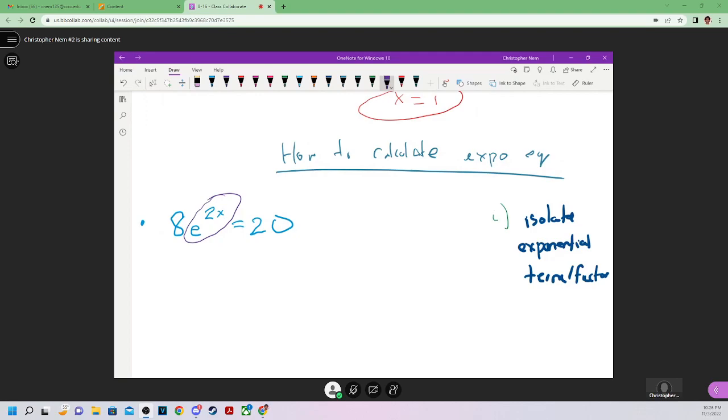So that means I gotta get rid of the 8 somehow. Well, the operation with the 8 is multiplication, so the undo of multiplication is divide by 8 to both sides. If I divide 8 to both sides, I get e raised to the 2x equals 20 over 8. See, now, even though I still don't know how to solve this equation for x, I've made this problem slightly easier. And let me just erase this because it's bothering me how the 8 looks.